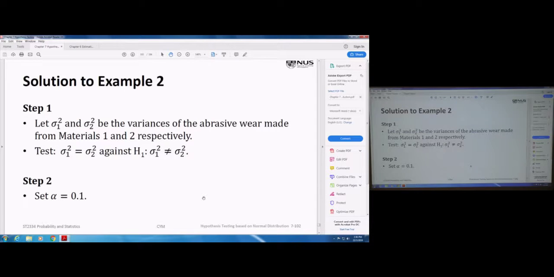Okay, so step one: we're going to test the null hypothesis that the variances are equal. Again, there's a slight typo here. This should be H0, and the alternative H1 is that they're not equal. And of course, we know our level of significance is 0.1.